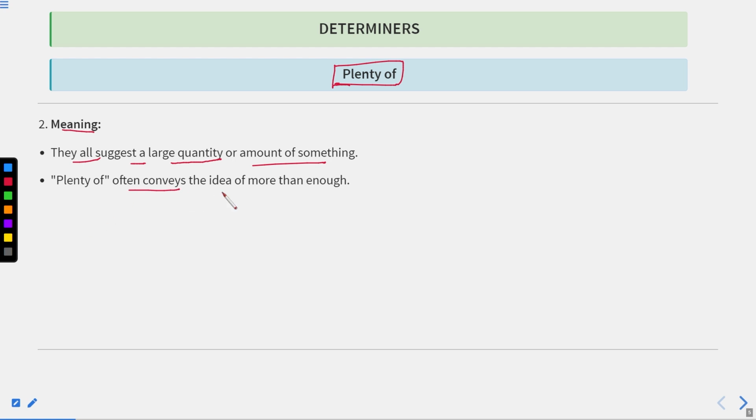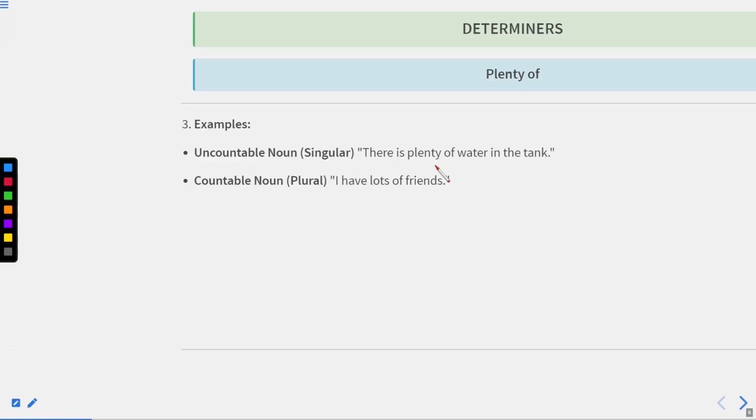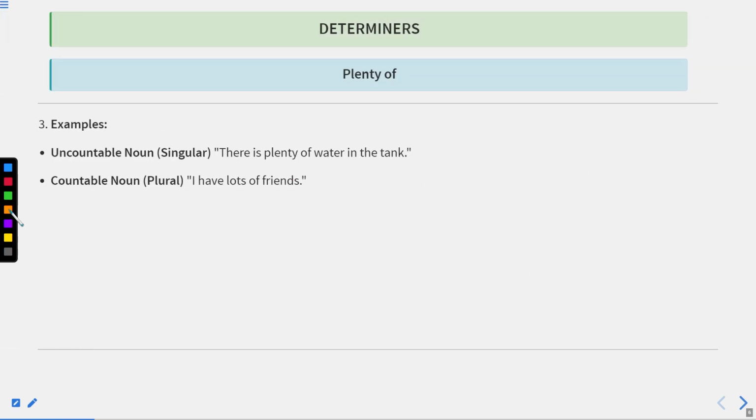Plenty of often conveys the idea of more than enough. So when something is large in quantity, we can say that it is actually more than enough. Enough means sufficient, and if we have it in surplus, it means more than sufficient. It is quite large in amount. That means plenty of means a plethora of something. Now let us move to the next one.